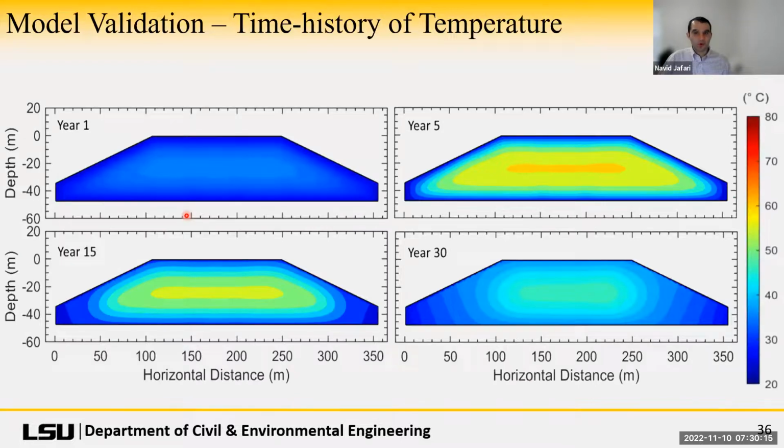So here's an example of time history of temperature just for anaerobic decomposition. And this is pretty well established that as those reactions ramp up over the course of years on end, in the center of the landfill, you get higher temperatures and then the edges.